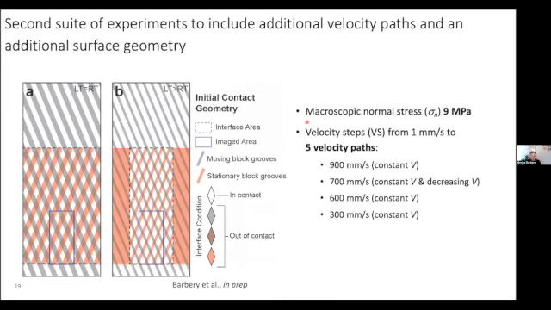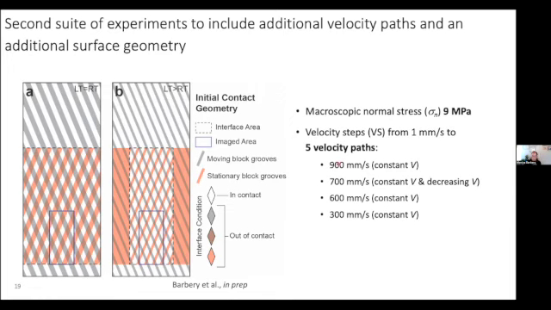Here we decreased the ridge dimension by half, which really means that these contacts on this geometry with smaller rest times are going to be in contact 50% more. So they should get hotter, they should weaken more. So that's one way we varied the experiments, but we also looked at different velocity paths. So we did some more experiments using the same velocity step to 900 millimeters per second, but we also did velocity steps to 700, 600, and 300 millimeters per second. And we looked at an alternative velocity path.